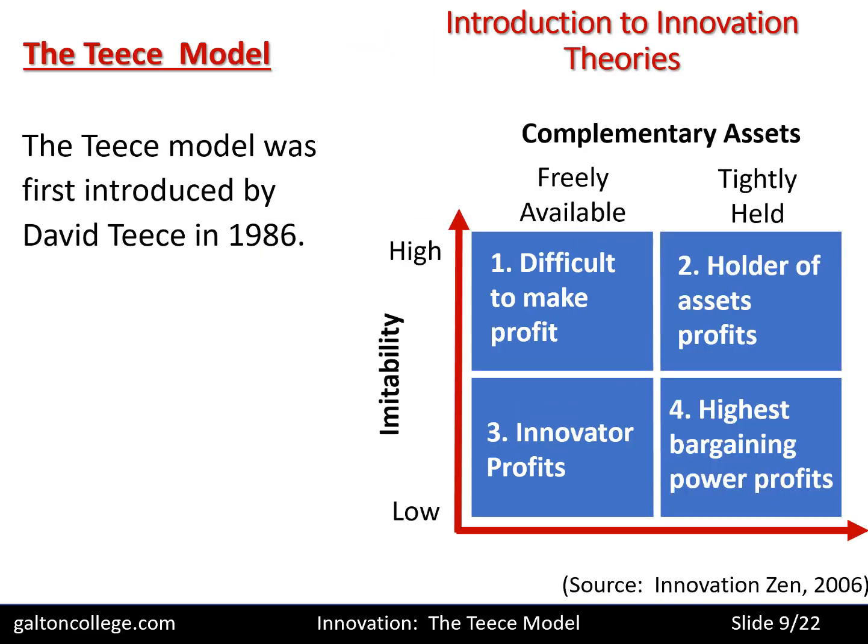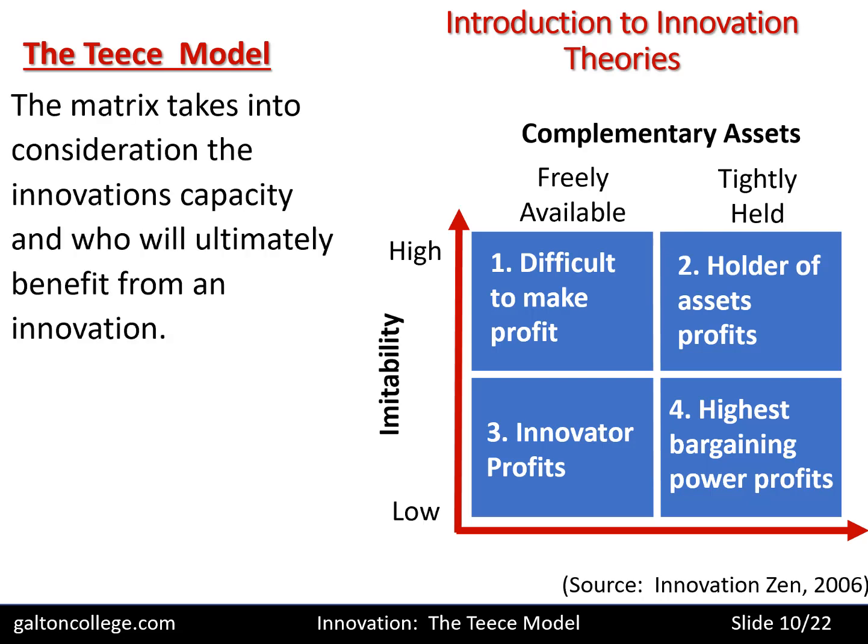The Teece model was first introduced by David Teece in 1986. The matrix takes into consideration the innovation's capacity and who will ultimately benefit from an innovation. So it's trying to find out who benefits from the innovation. Is it the innovator or the companies come in to copy it? And what influences the companies who want to come in to copy the product?